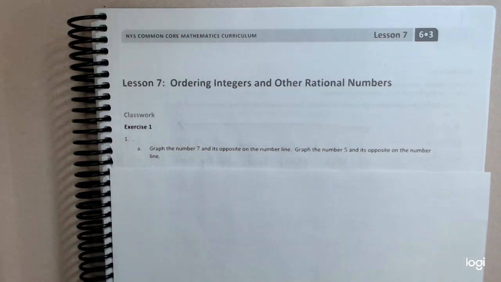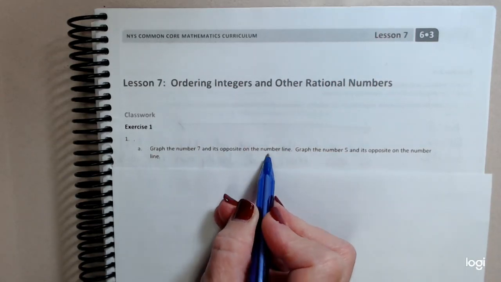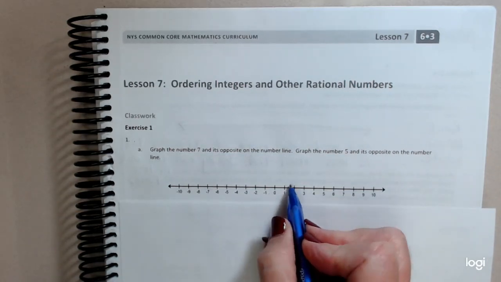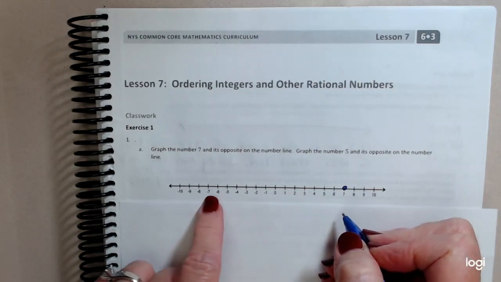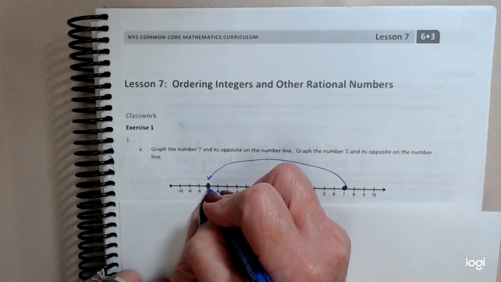We're on exercise 1. The first problem says to graph the number 7 and its opposite on the number line. So let's find the number 7. Start at 0. Go over 7 places. And let's do the opposite. Well, the opposite is way over here. Go ahead and graph that.